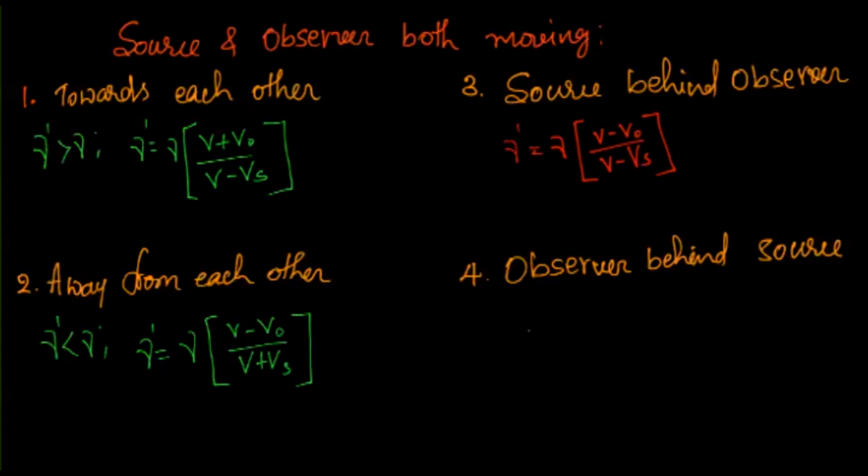And the last case is where we have the observer running behind the source. So the apparent frequency with respect to the observer is equal to nu into (V plus V naught) divided by (V minus V naught). So these are the different cases in which we can calculate apparent frequency by knowing the velocity or speed of sound, observer, and the source of the sound.